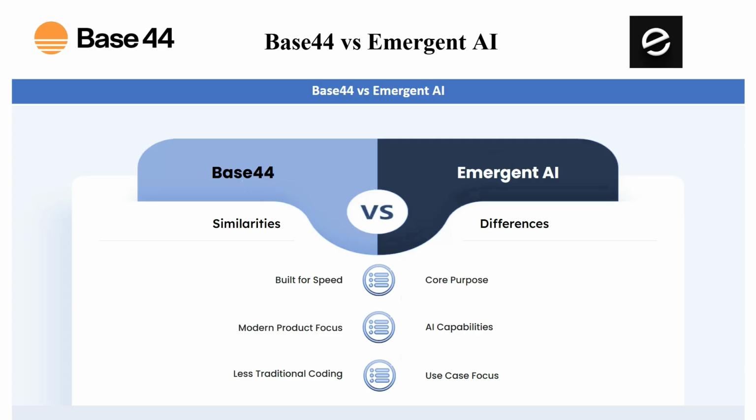So here's the simple decision, which comes down to the question: are you building a traditional app? Then Base 44 is the practical choice. Or are you building an AI native product? Then obviously Emergent AI is the better fit. So that is what should help you decide between Base 44 and Emergent AI.